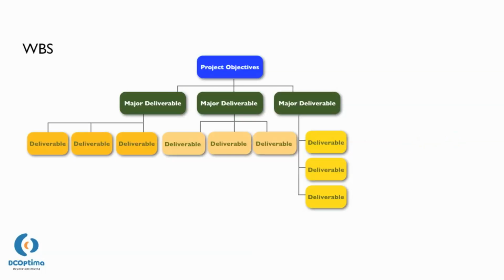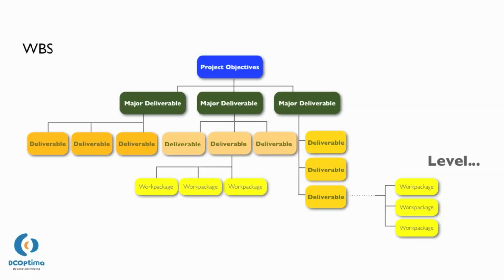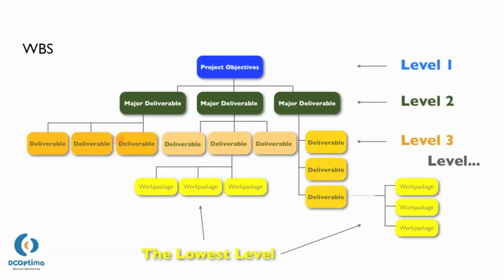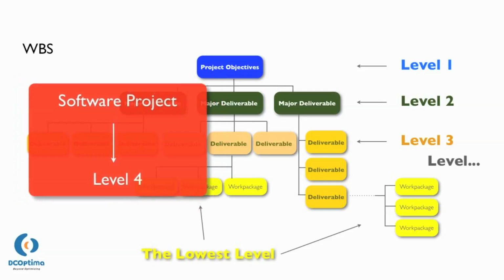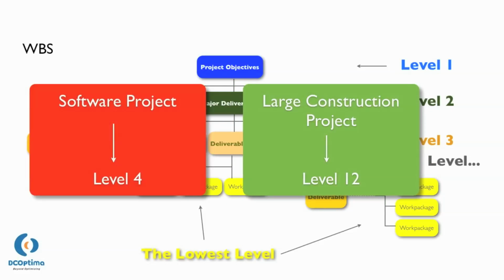A deliverable, as an element of the WBS, can be decomposed further, up to several child levels. The lowest level of elements in the WBS hierarchical structure are called work packages. For a software development project, mostly, the WBS stops at level 4. However, for a large construction project, the WBS can be developed up to 12 levels.